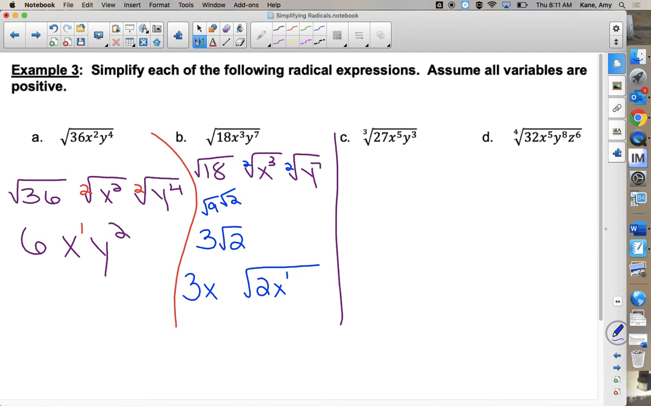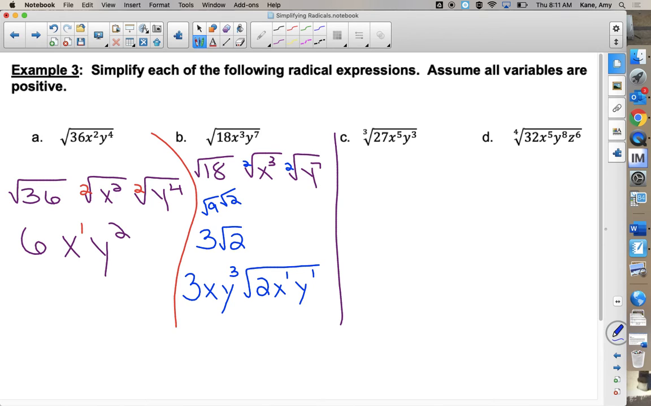So let me talk about this again. 3 divided by 2. I can do that one time because 2 goes into 3 once with a remainder of 1. My remainder of 1 stays underneath. So let's look at the y. How many times does 2 go into 7? Peter, how many times does 2 go into 7? 3 times. So I'm going to have y cubed outside. Peter, what is left? What's your remainder? Just 1.